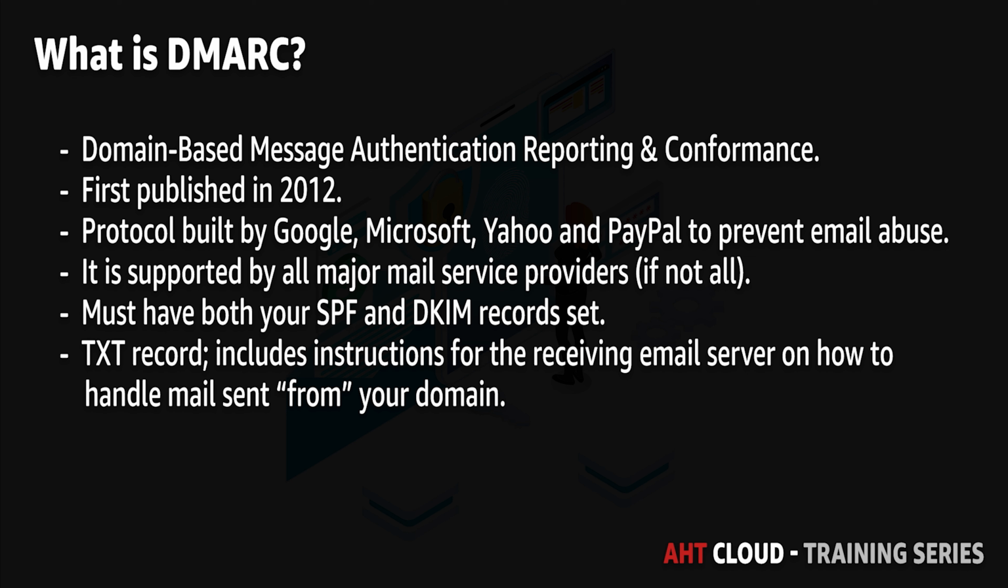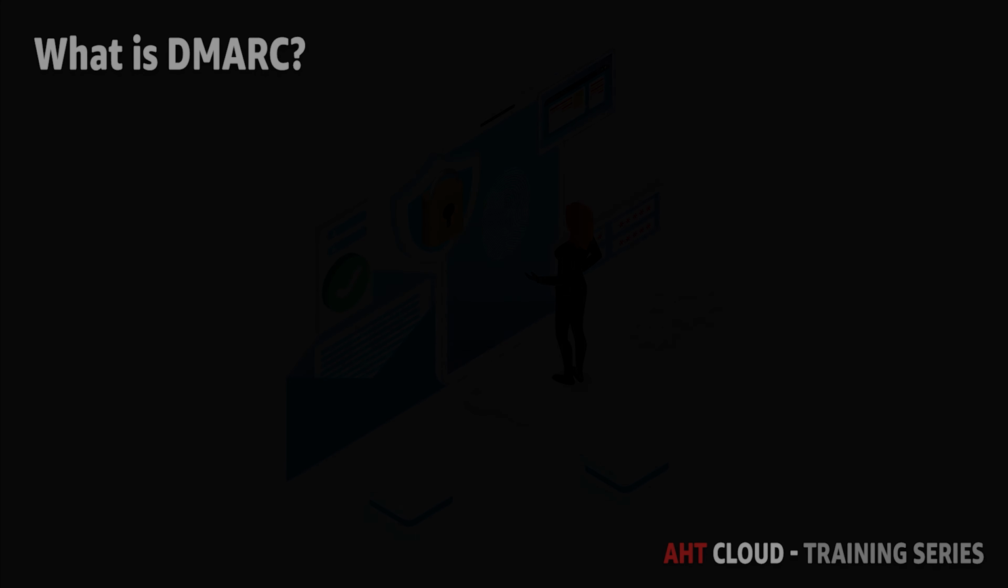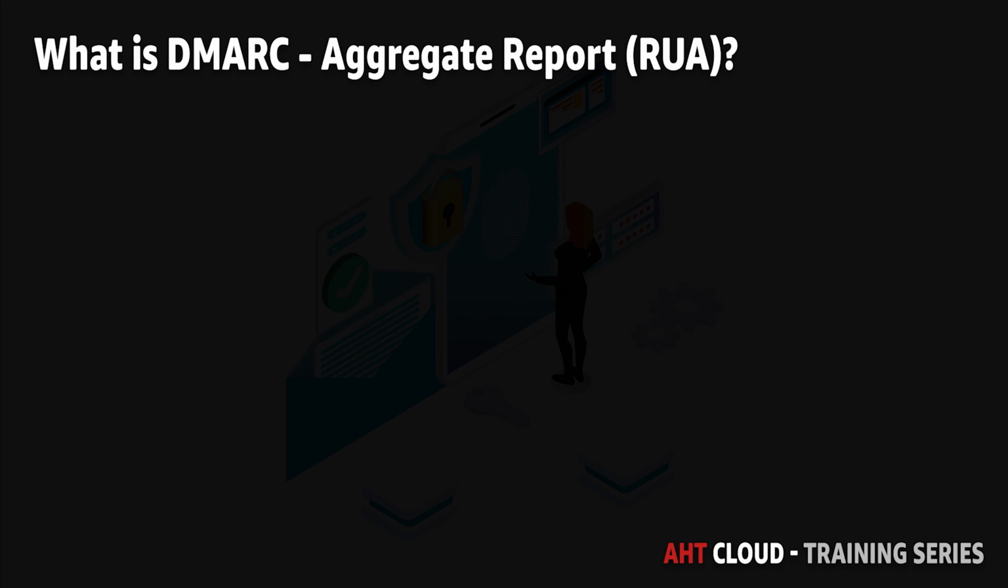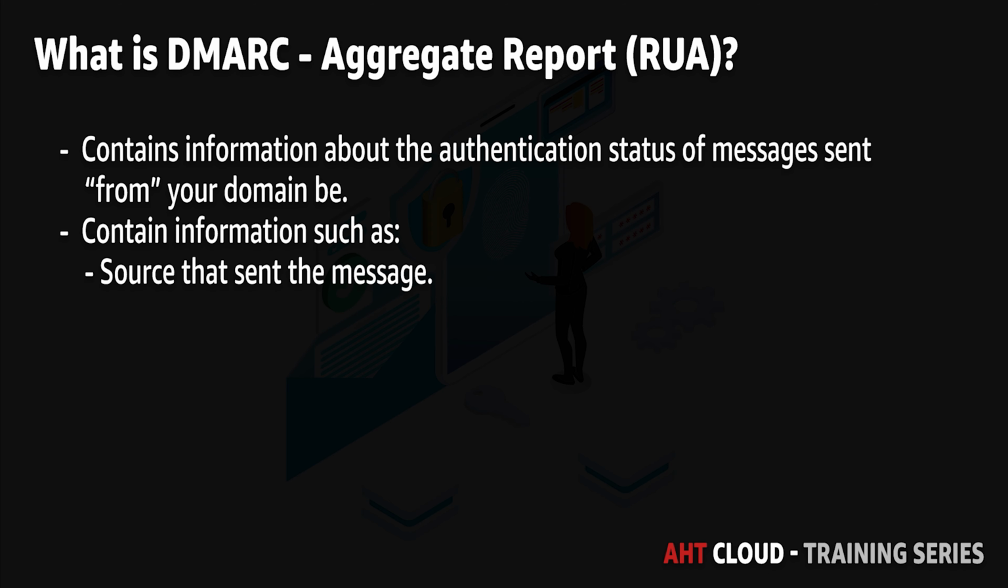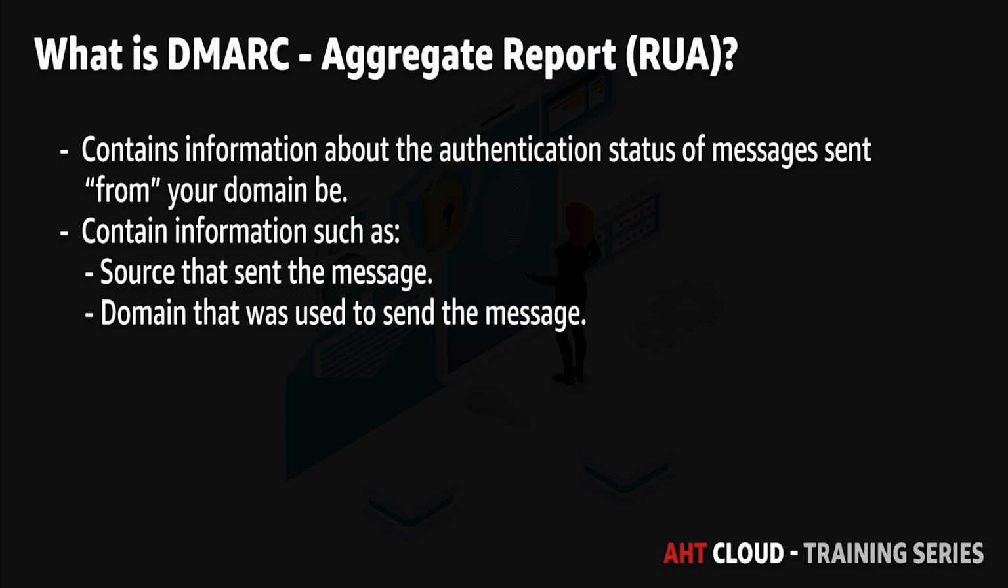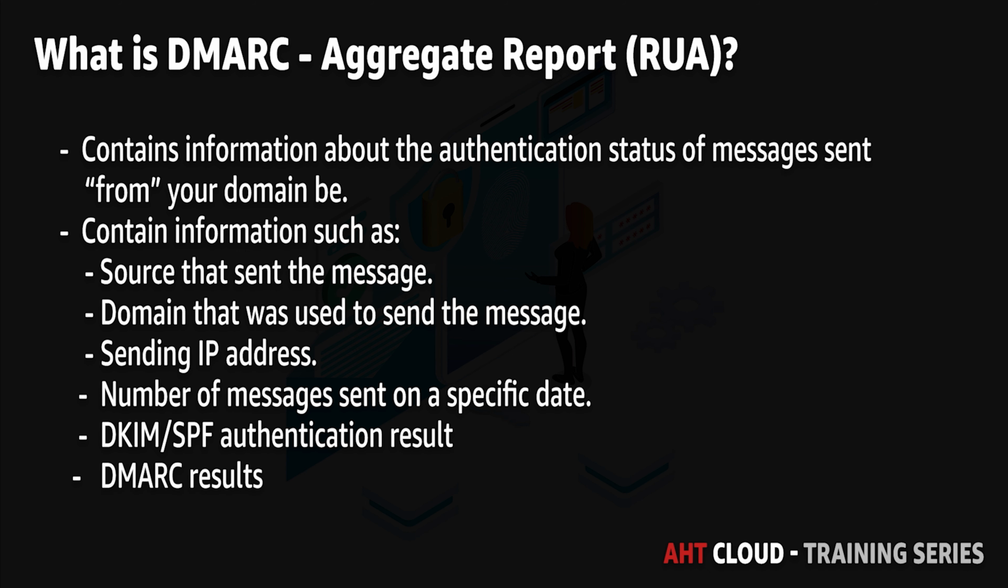You can also instruct the receiving email server to send you both an aggregate report and a forensic report. Your DMARC aggregate report contains information about the authentication status of messages sent on your domain's behalf. Aggregate reports are free reports that are sent to you and contain information such as the source that sent your emails, the domain name that was used to send messages, sending IP addresses, the number of messages sent on a specific date, the DKIM/SPF authentication result, and finally, your DMARC results.